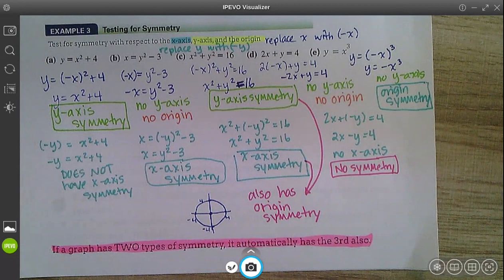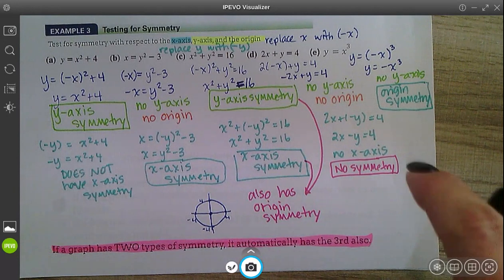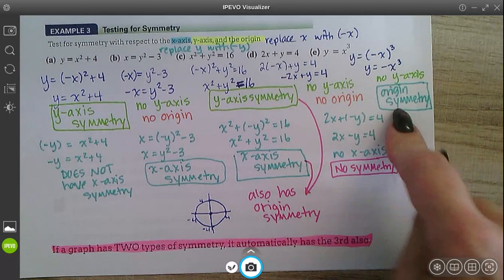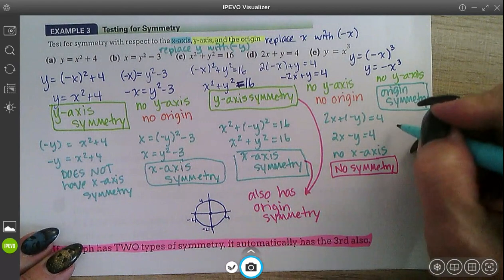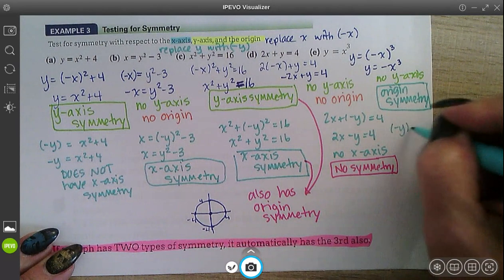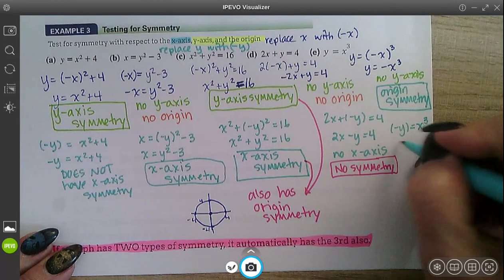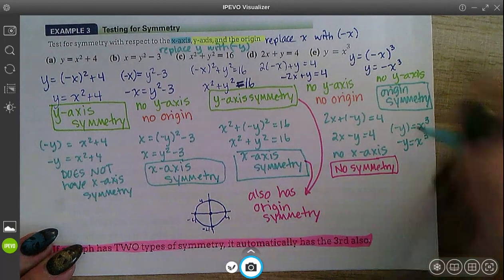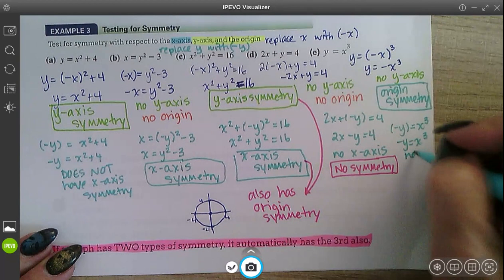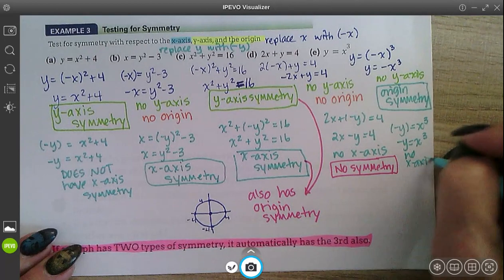Let's check for, oops, that was supposed to be orange. Let's check for x-axis symmetry. Replace y with opposite y. So opposite of y equals x cubed. That's negative y equals x cubed. Is that the same as the original? No. So it does not have x-axis symmetry.